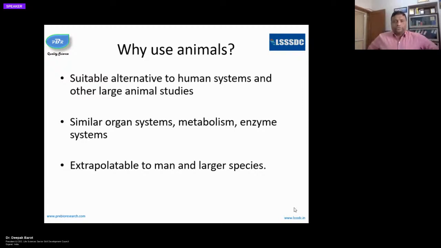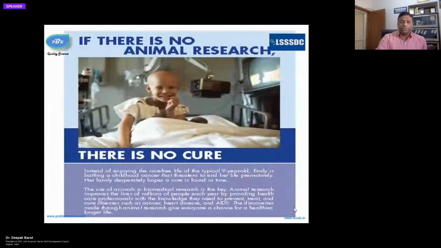So one of the things was why we use animals. Because they are a suitable alternative to human systems in terms of organ system, metabolism, enzyme system, and expression of different metabolic enzymes, they are pretty much the same as in humans. Okay, and whatever data you get from animals can be extrapolated to higher species, to humans. That's why we should use animals for research.